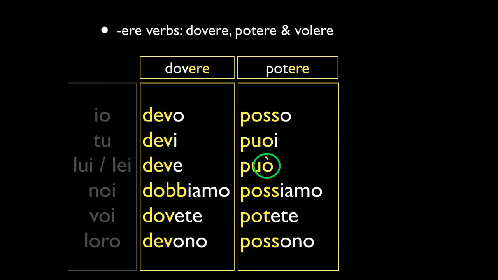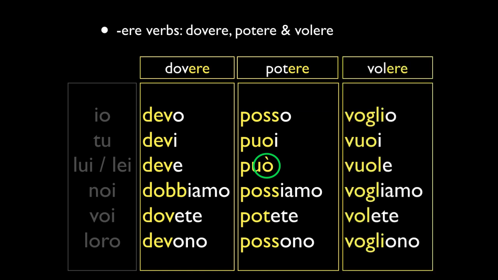So posso, I can, puoi, you can, può, he, she, you formal can, possiamo, we can, potete, you all can, possono, they can. And then finally volere, which is to want to. Voglio, I want to. Vuoi, you want to. Vuole, he, she, you formal wants to. Vogliamo, we want to. Volete, you all want to. And vogliono, they want to.